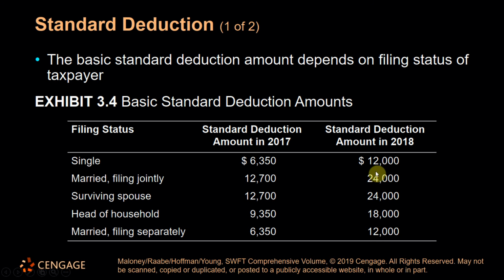So yes, we lost the deduction for personal exemptions as a result of the 2017 Tax Cuts and Jobs Act, at least until 2025, but we did gain more than the amount lost from the personal exemption in the amount of increase in the standard deduction. So they've gone up significantly, as you can see, from 2017 through 2018. And again, we need to factor in the 4,150 of personal exemptions that are no longer available.